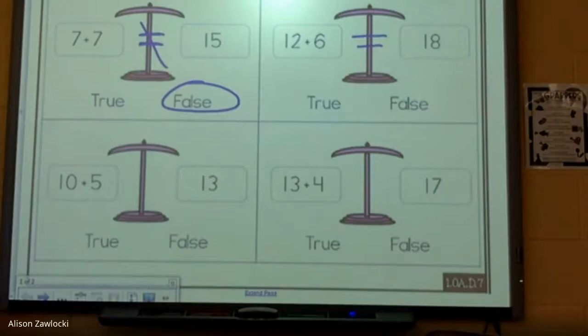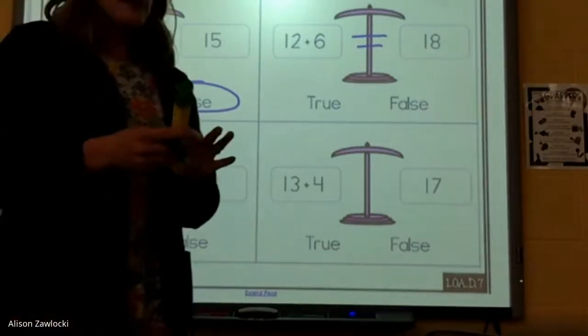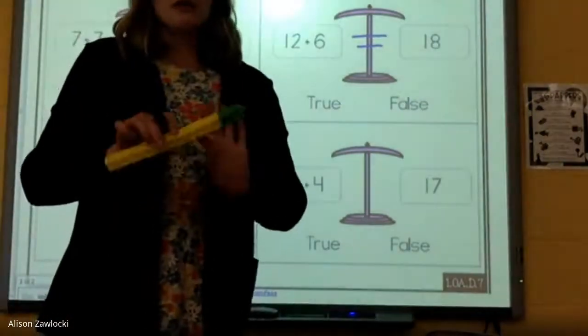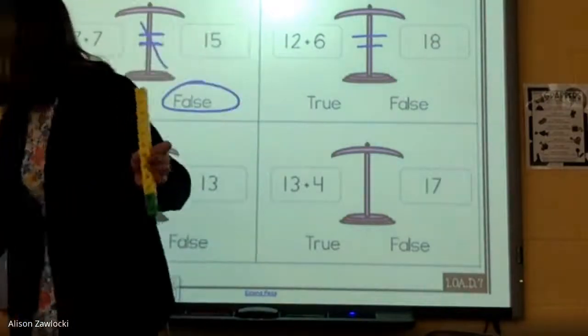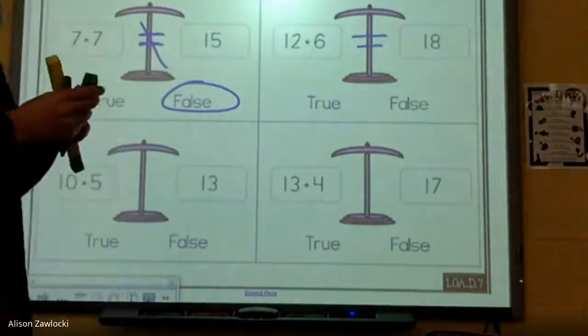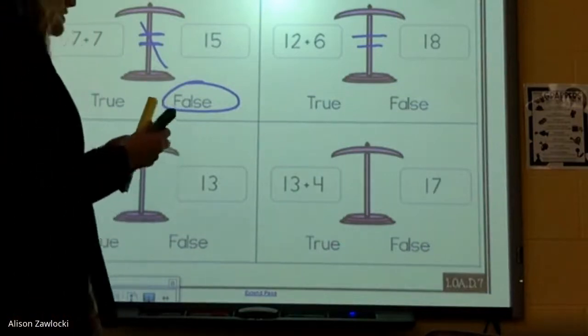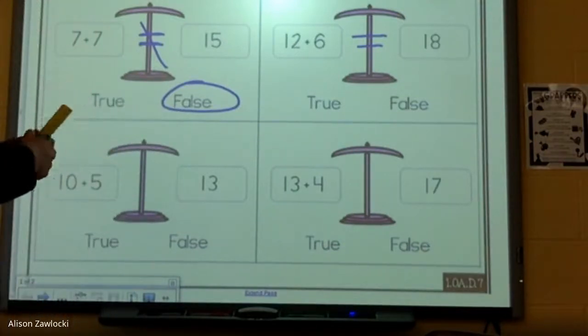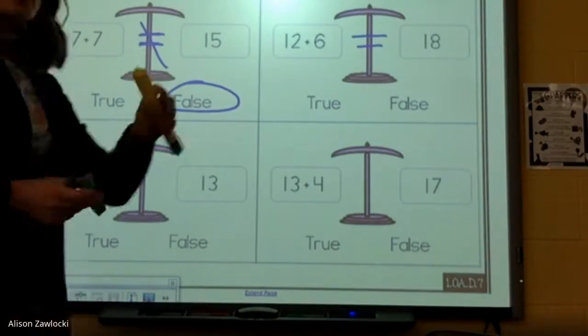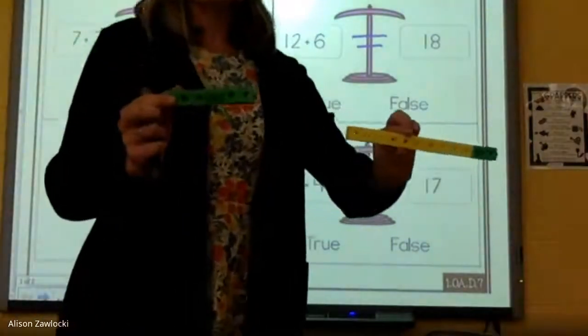So let's count out 12. 1, 2, 3, 4, 5, 6, 7, 8, 9, 10, 11, 12. And for this part, I have a couple different colors. And then I'm going to find 6. 1, 2, 3, 4, 5, 6. Okay. Does 12 plus 6 equal 18?